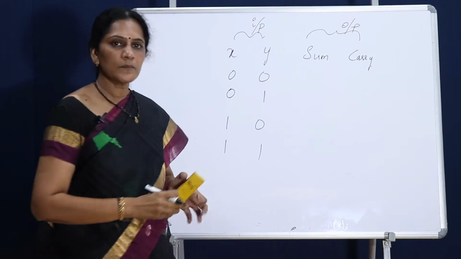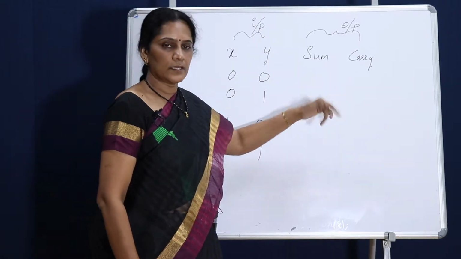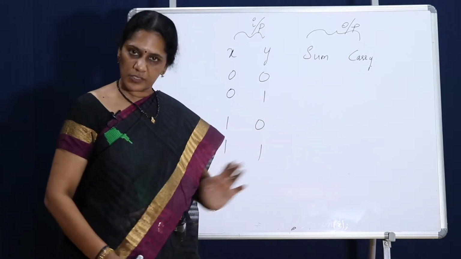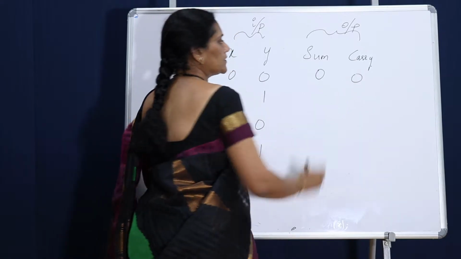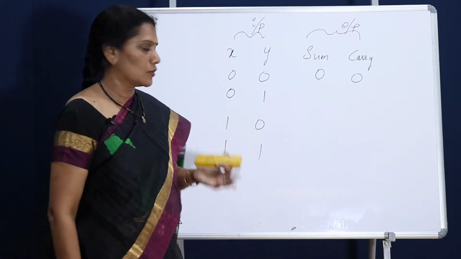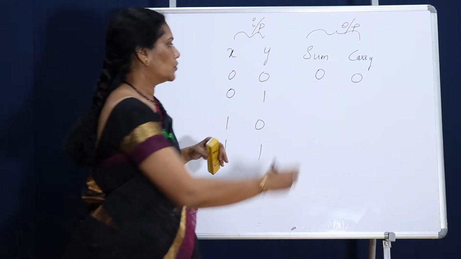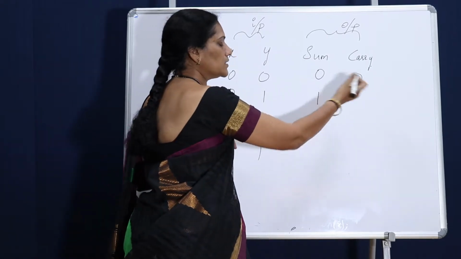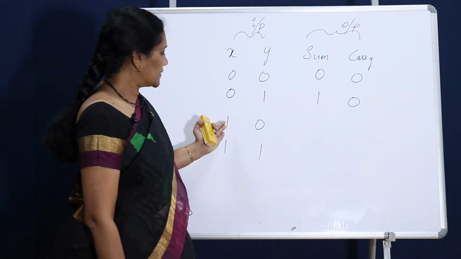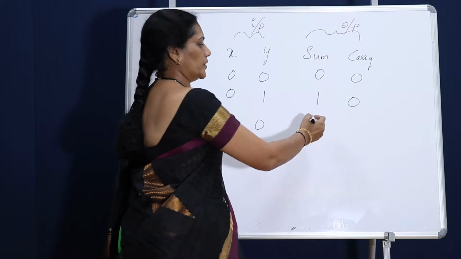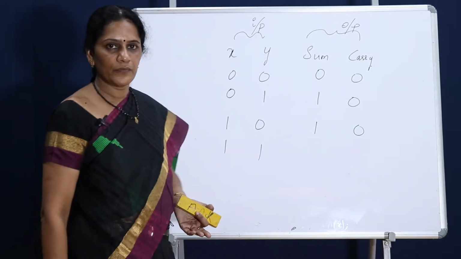So, if you perform the sum of 0 plus 0, you are going to get a sum of 0 and there is no carry. When there is no carry, you just represent it as 0. So, the output will be sum 0, carry also 0. Now, if you add 0 plus 1, the output is 1. So, we get a sum of 1, but since there is no carry, we represent it as 0. Similarly, 1 plus 0 also produces 1, and since there is no carry, we take the value of carry as 0.